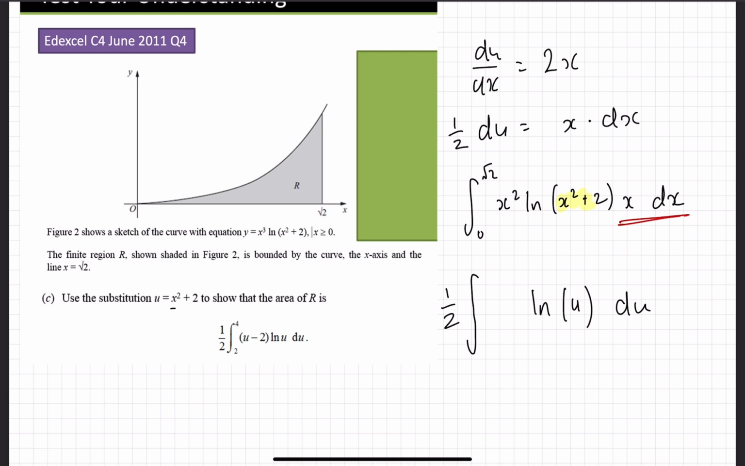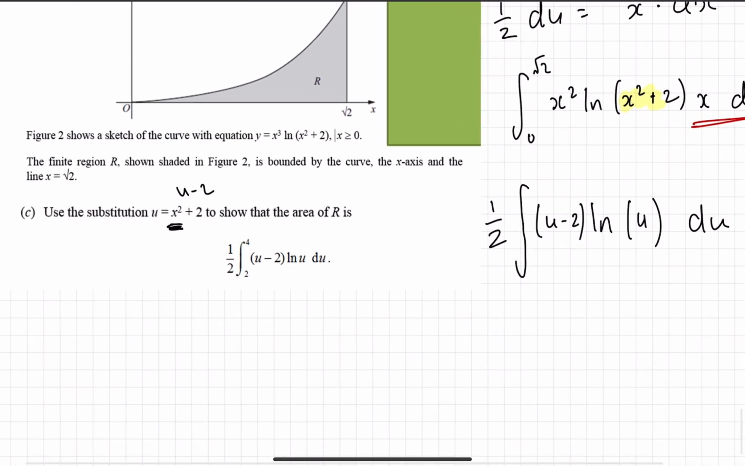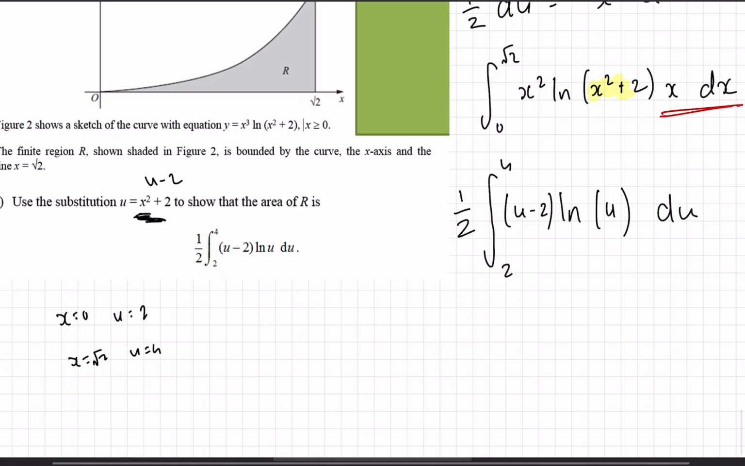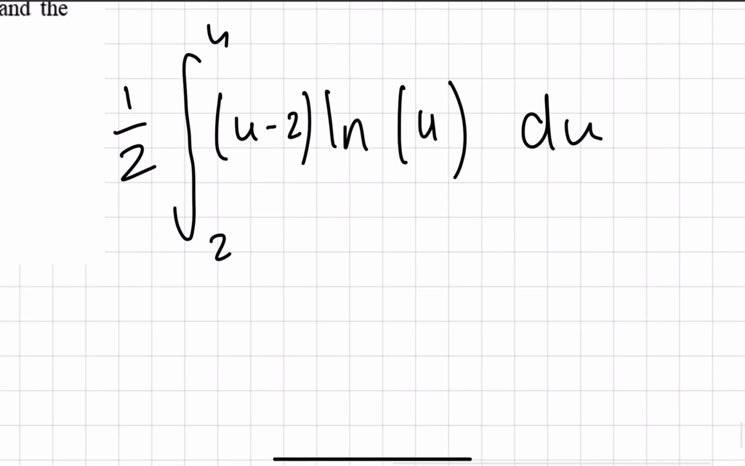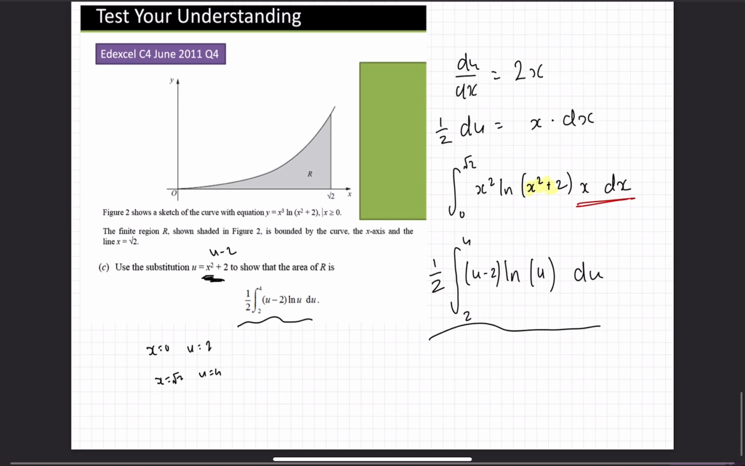So where does this x squared come from? Oh yeah, x squared is u minus 2. Clever. That is clever. That got me there. Great. And now we can say when x is 0, u is 2 here. When x is root 2, u is 4. Clever question. Right, so now, yeah, we've done it. That was tricky. Okay, cool. I'll call it there.